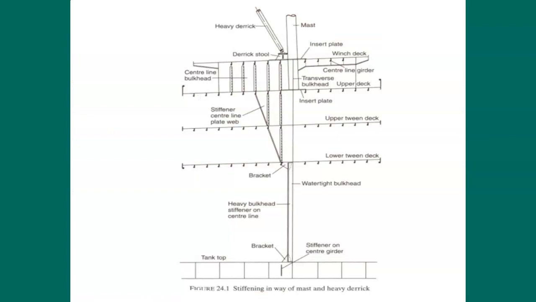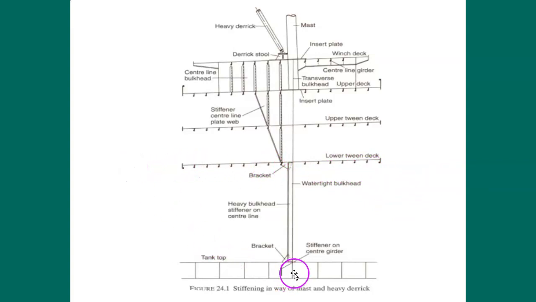Well, so now let's go back to this. And why is this important? Well, first of all, let's check figure 24.1, stiffening in the way of a mast and a heavy derrick. So we see a double bottom here. Just by the way this deck is sloped upwards, I'm going to think that this is forward, and over here this way is aft.